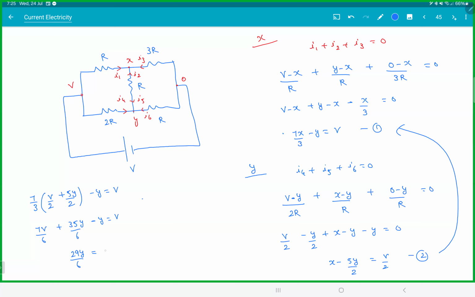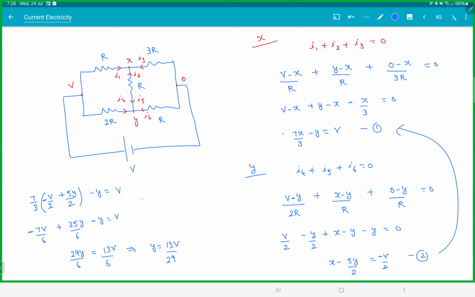I'm getting a negative sign. I goofed up somewhere. I have taken the 5 by 2 in the opposite direction. You have to take minus v by 2. But yeah, I'm getting a negative voltage. Something got goofed up. So 13v by 6. Y's value has come: 13v by 29.